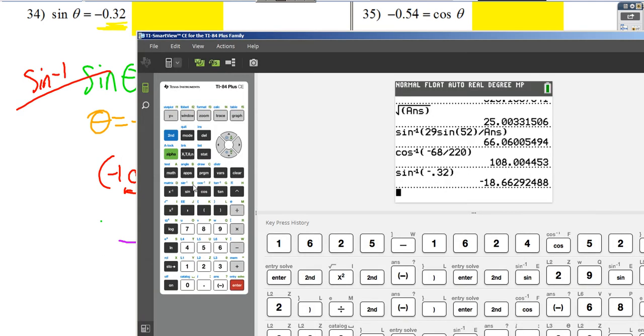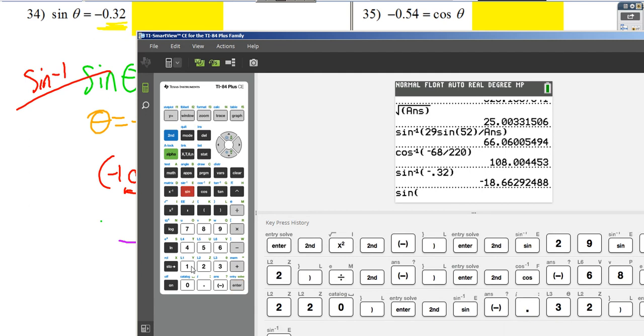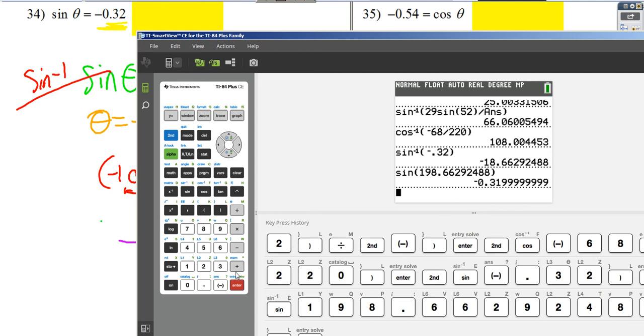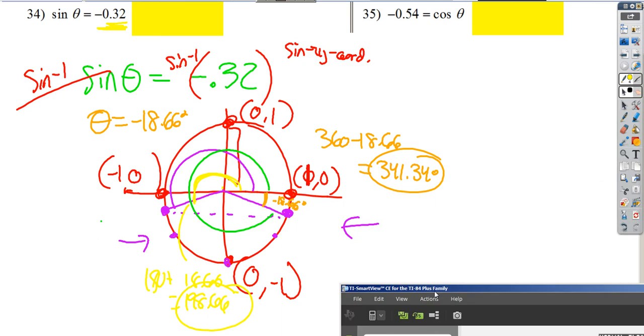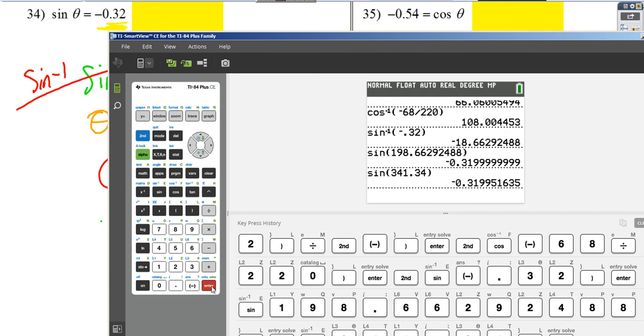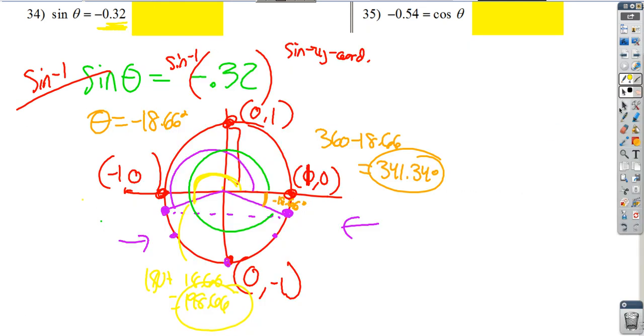So let's take the sine of 198.66. It'll be slightly off because we rounded. I'm just copying those decimals that are right above what you see me typing. Negative 0.32, that's roughly correct. And then let's check the other one. But again, it's hard to get these wrong, because even if you do, you can check them on a calculator. So what was the other one? 341.34, I believe. It's going to be slightly off because we rounded, but that's roughly negative 0.32. So there's our two solutions.